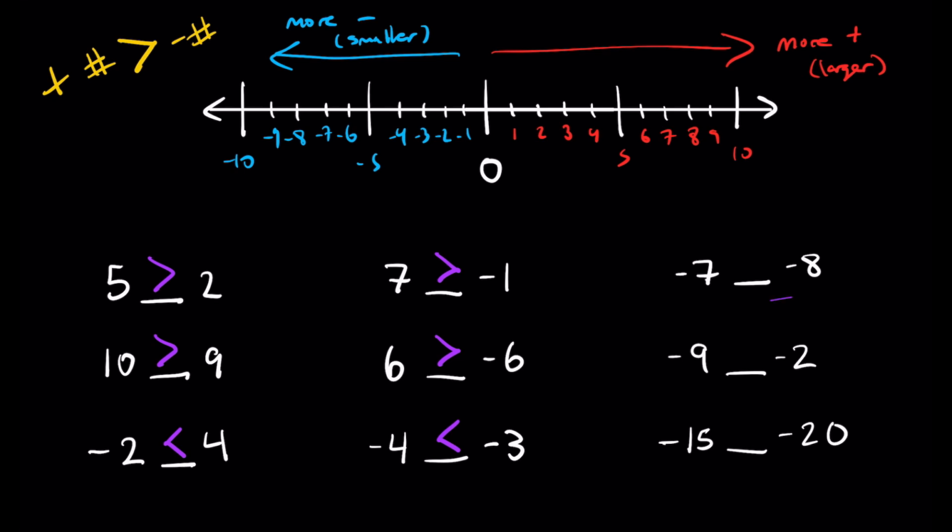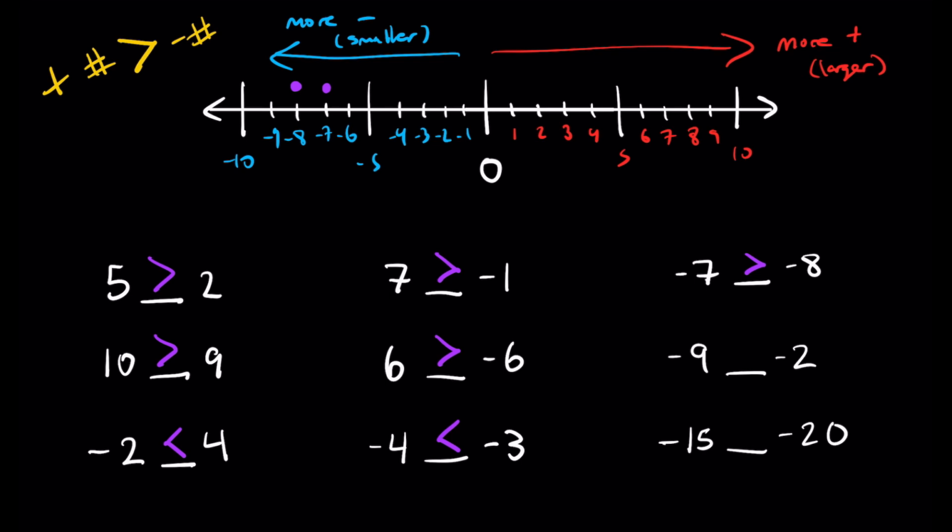Same thing with negative 7 and negative 8 here. Negative 7 is here. Negative 8 is here. Negative 8 is further to the left of the number line, so it's going to be less than negative 7, or we could say negative 7 is further to the right on the number line, so it's going to be greater than negative 8.